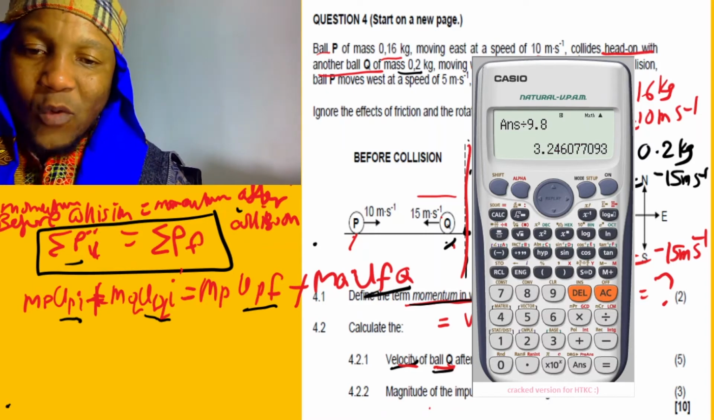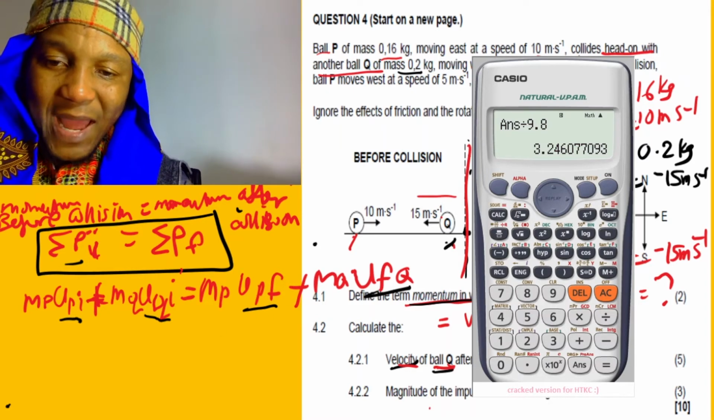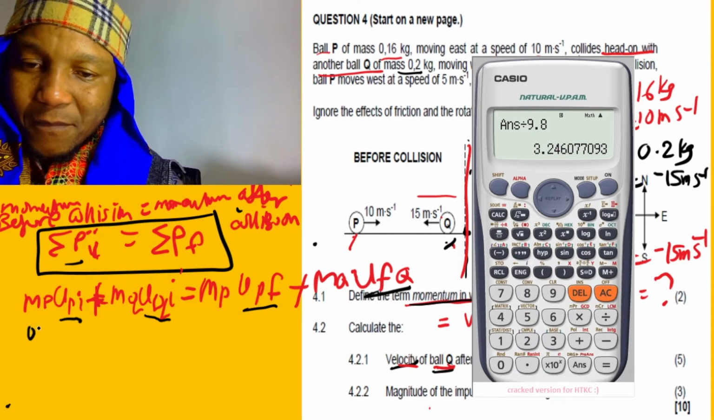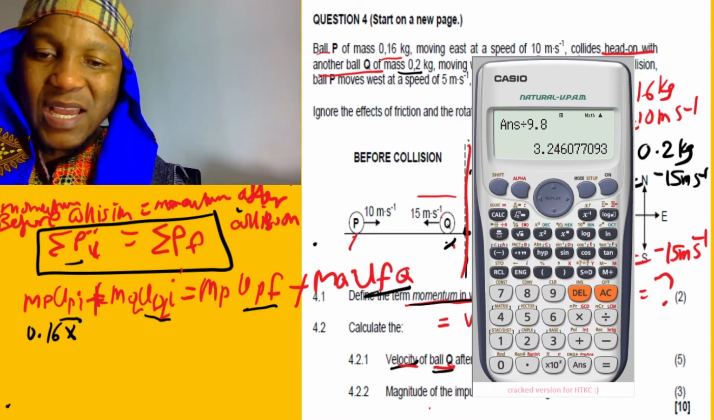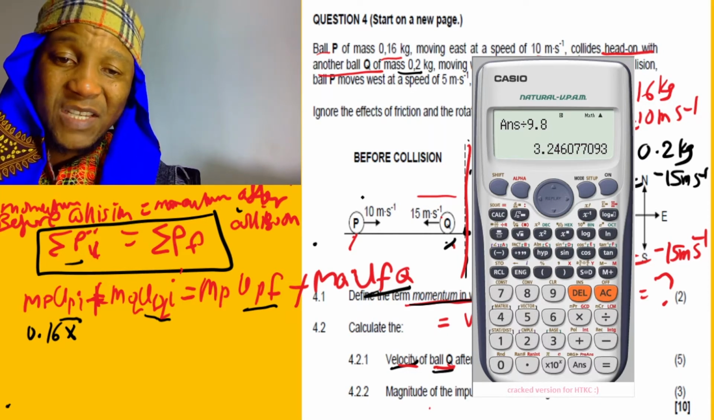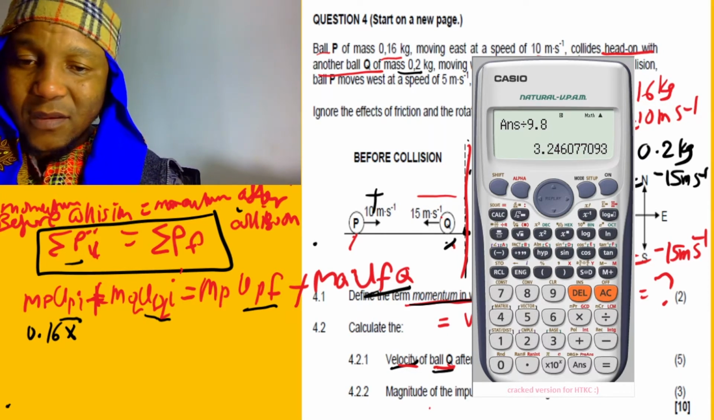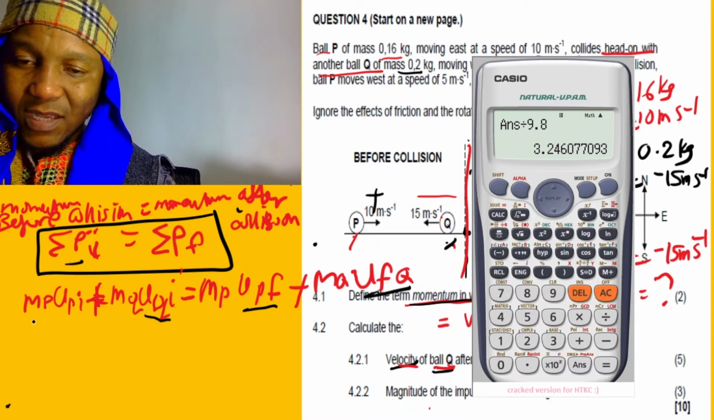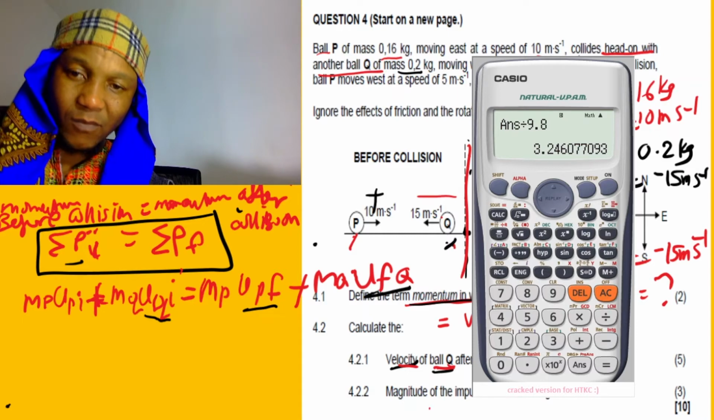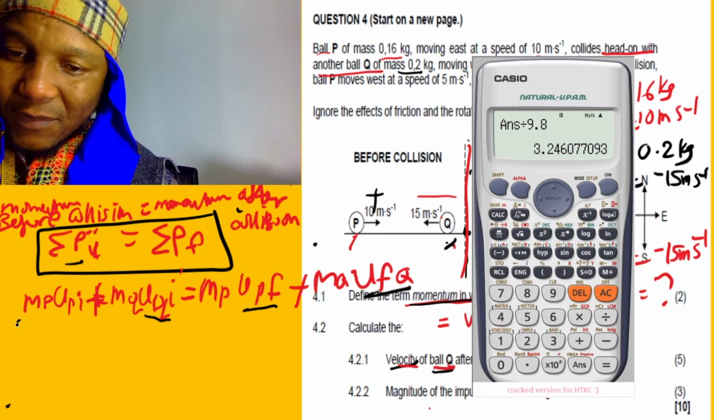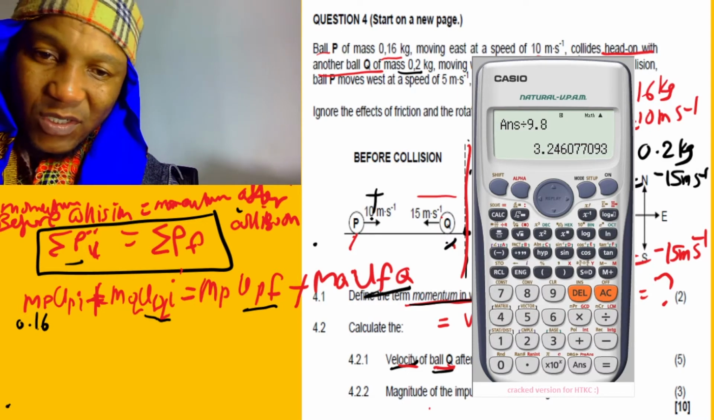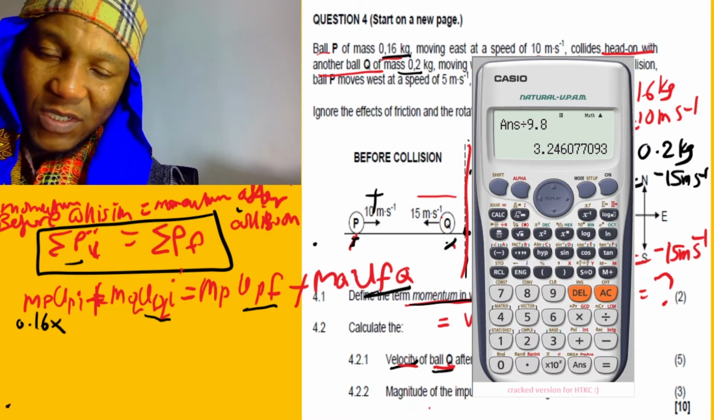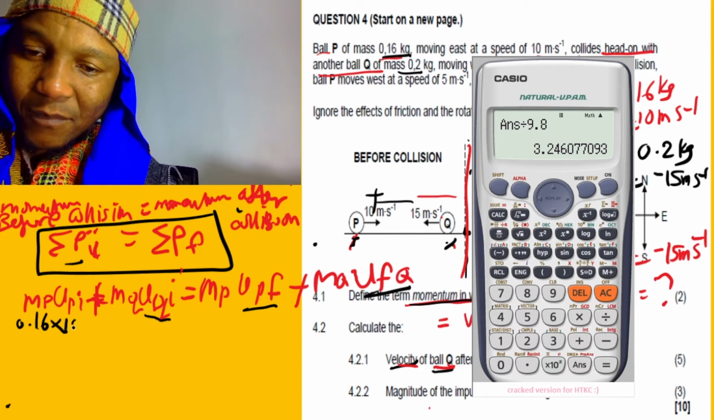So now we can plug it in. What is the mass of P? Mass of P equals 0.16. What is the initial velocity of P? 10, and it is positive because it moved to the right; if it moved to the left, it would be negative. So it goes 0.16, mass of P, times initial velocity of P, which is 10 because positive, moved to the right.